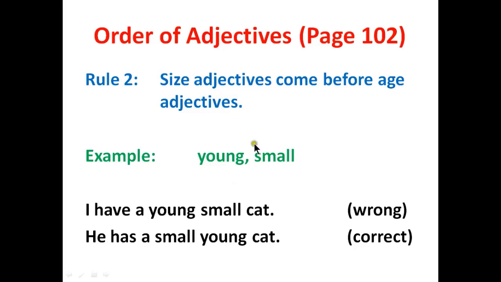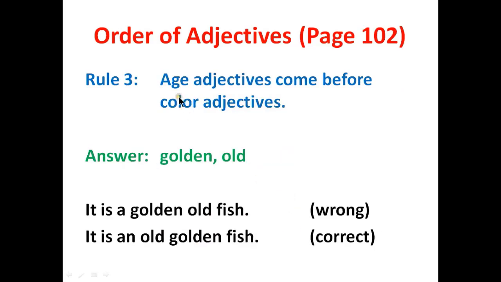Young is an age adjective. Small is a size adjective. I have a young small cat. It is wrong. He has a small young cat. It is correct. Now why is it a correct sentence? Because I have used a size adjective before the age adjective. Clear? Now rule number 3.